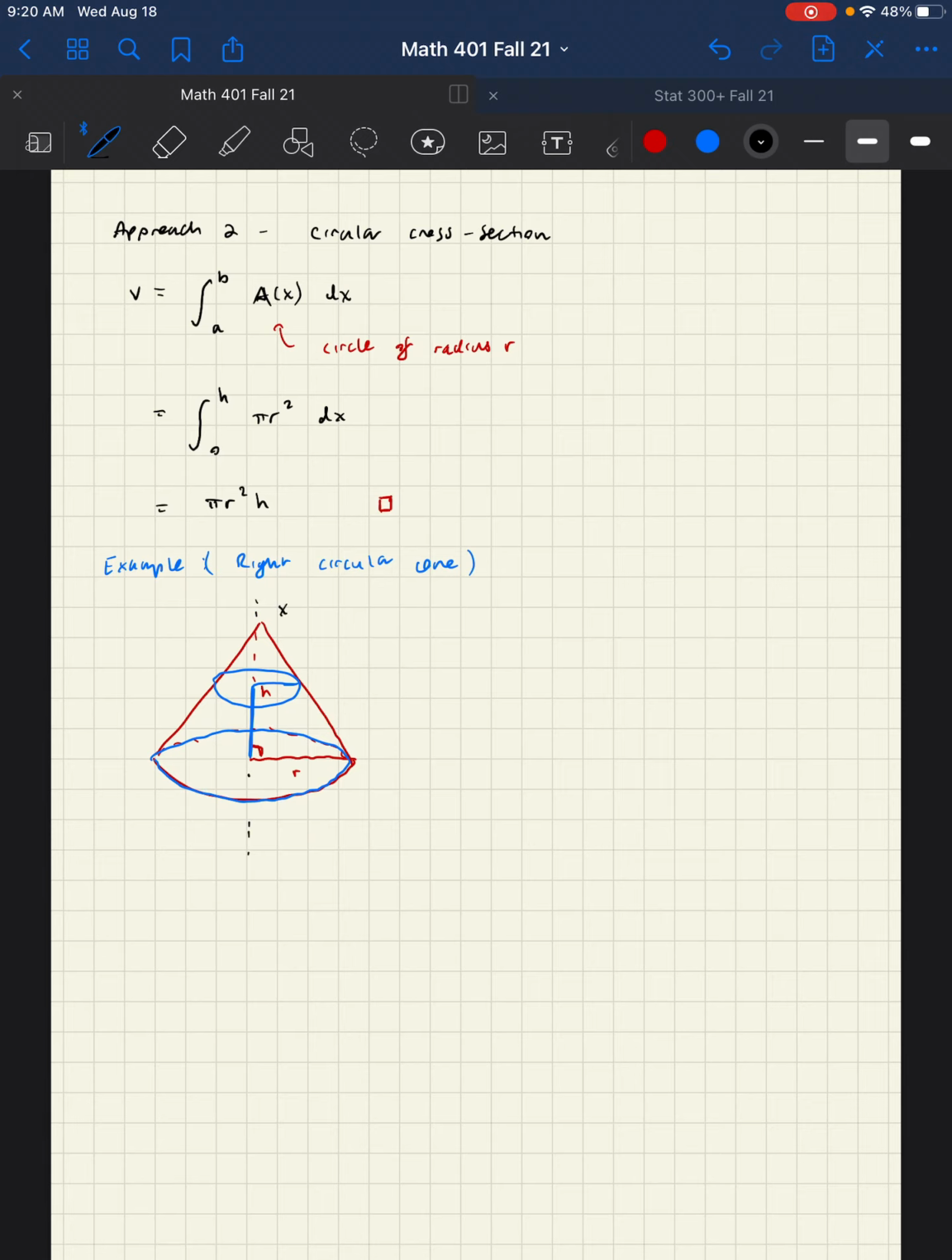So here's what we'll do, okay? We'll imagine that the axis going through this is the x-axis, which means we are looking at x between 0 and h, okay? Our target is A of x, being the circular cross-section. But this depends on x, right? All we have so far is r and h.